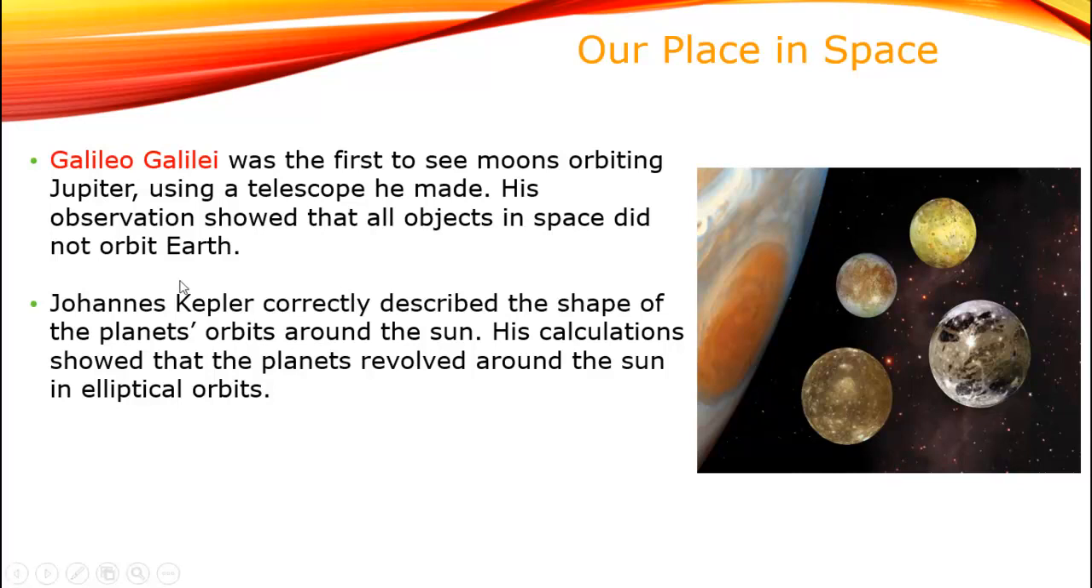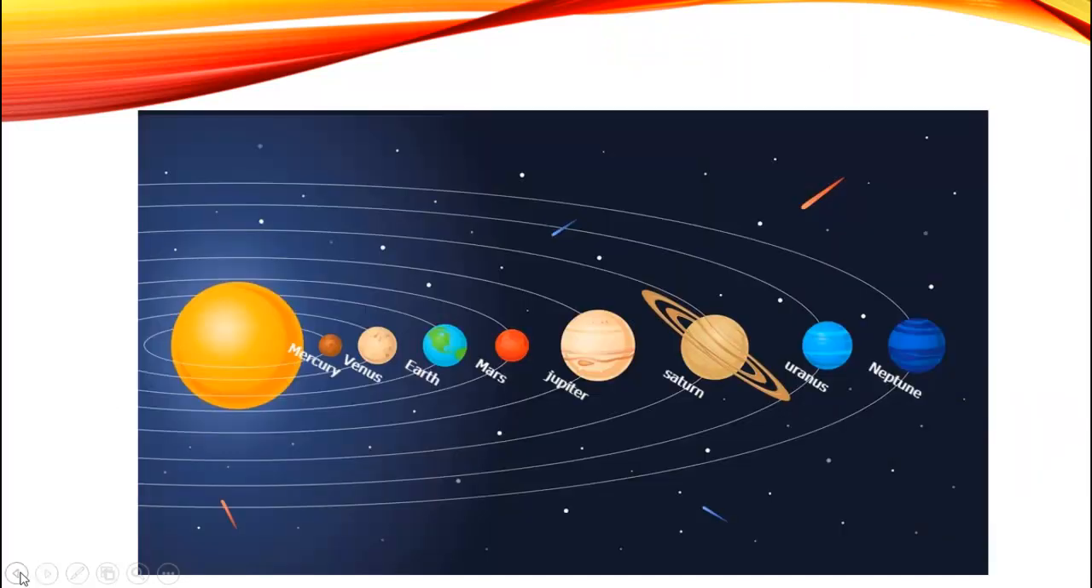Johannes Kepler correctly described the shape of the planets' orbits around the Sun. His calculations show that the planets revolve around the Sun in elliptical orbits, like the previous picture. So these are the orbits that each planet revolves on around the Sun. And we have here the Sun in the center, Mercury, Venus, Earth, Mars, Jupiter, Saturn, Uranus, Neptune.